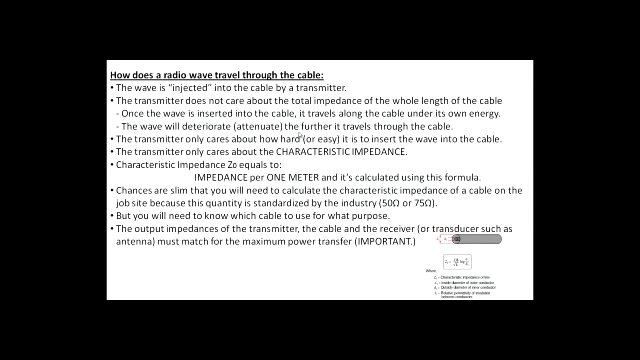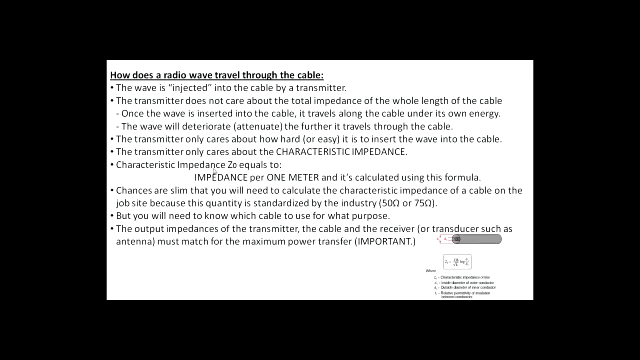Now, the further it travels along the cable, the more it's going to deteriorate or attenuate. So cables have certain attenuation as specifications, and the attenuation is measured per length. It's expressed per length. The transmitter only cares about how hard or easy it is to insert the wave into the cable. So the transmitter only cares about something that's called the characteristic impedance of the cable, not the whole impedance of the cable as if we connected it as a capacitor, but characteristic impedance.